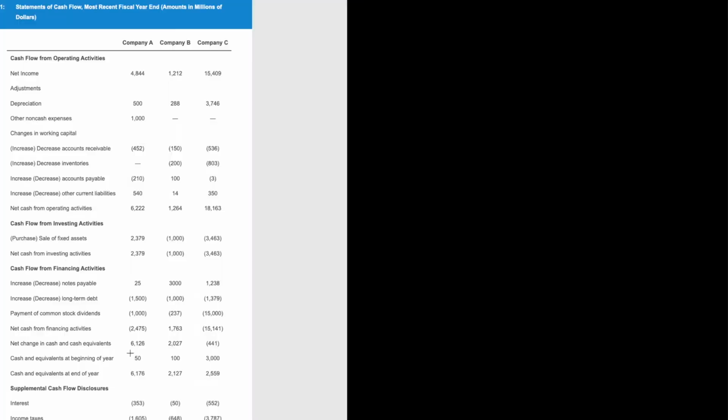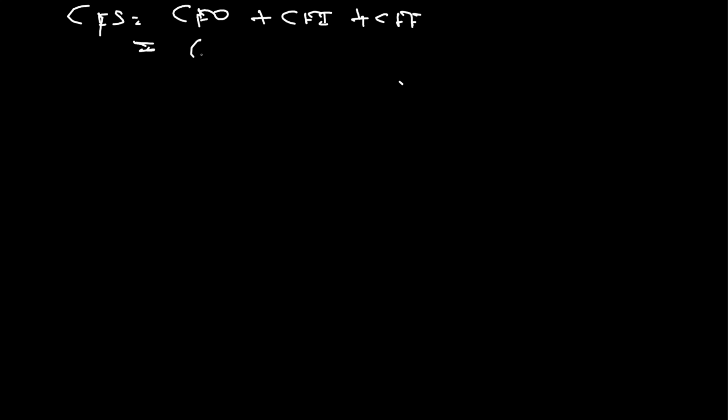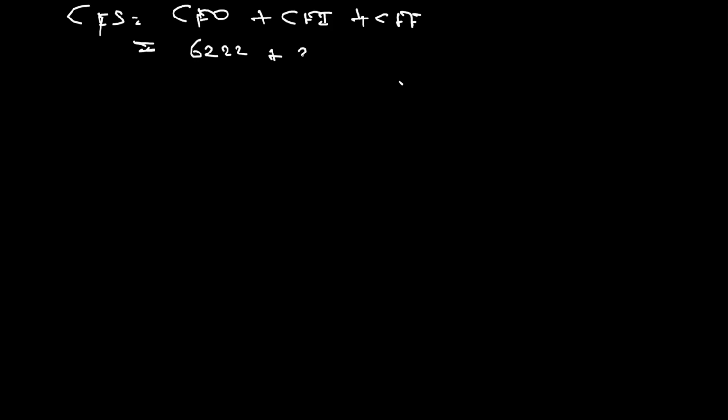By the way, cash flow from operating, investing and financing are given here. If I want to calculate the net change in cash, it is equal to cash flow from operations plus cash flow from investments plus cash flow from financing. So I can calculate it this way. Operating is 6222 here, plus investing is 2379.